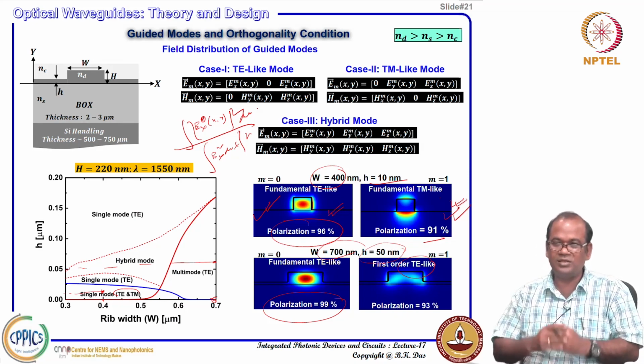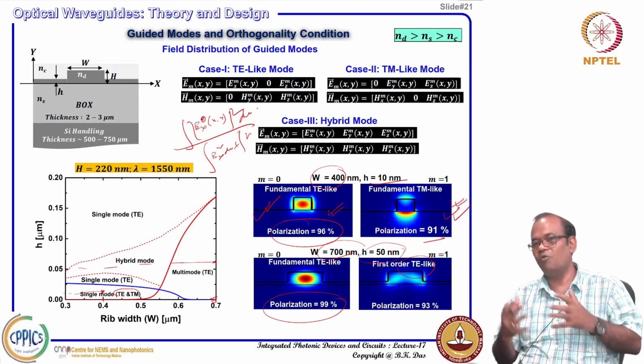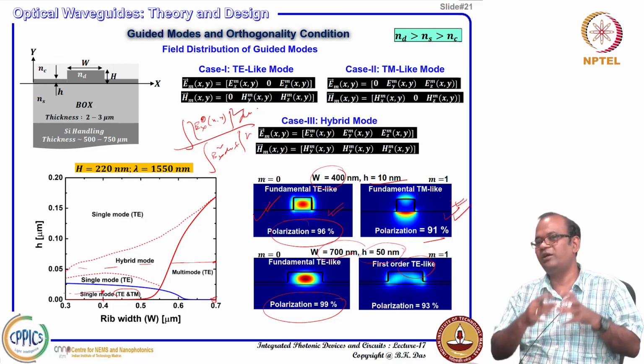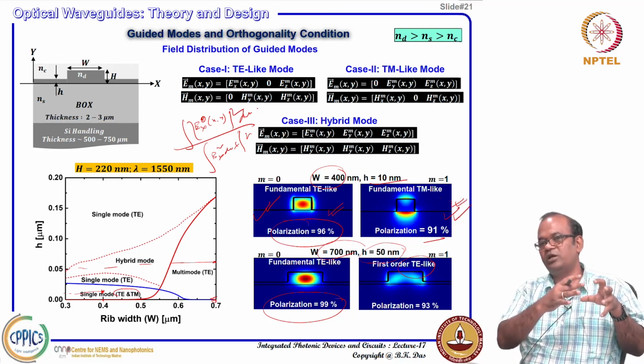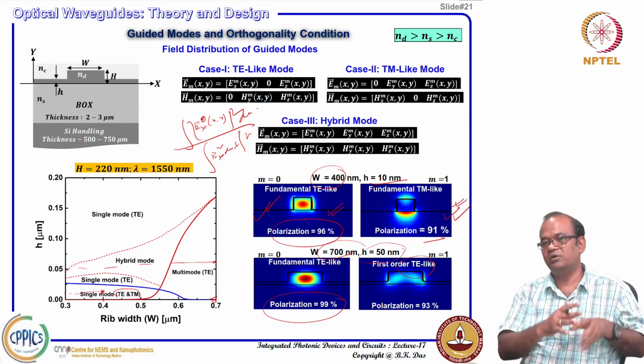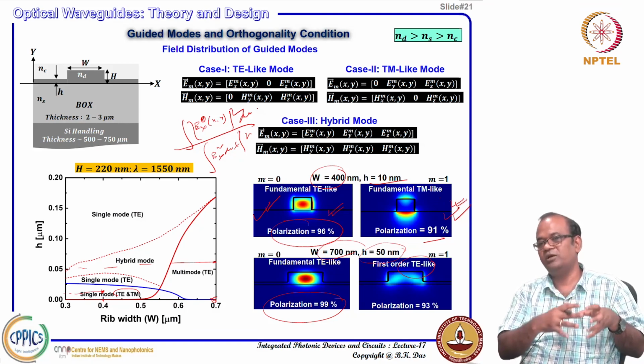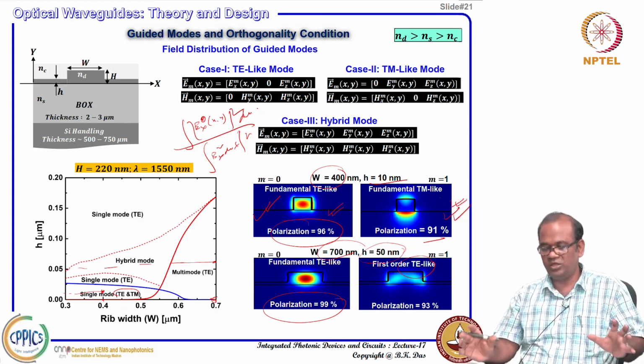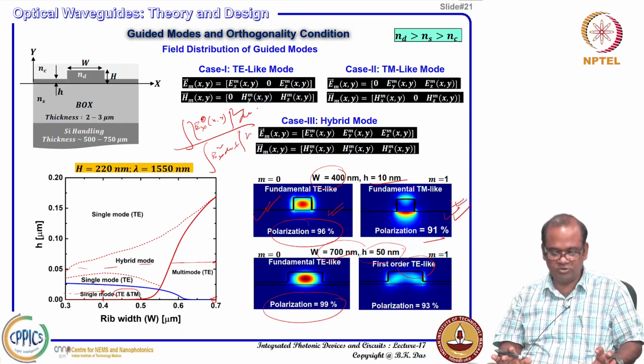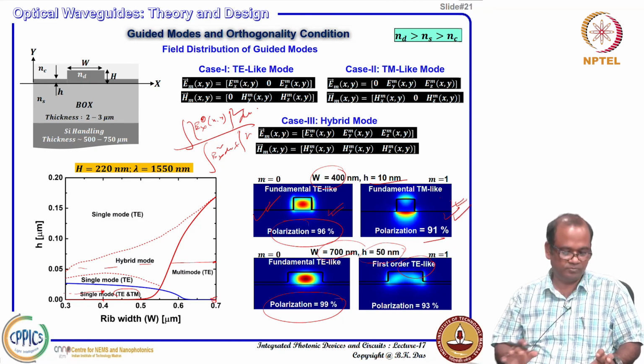So this TE-like and TM-like labeling is our own definition, but ultimately the full vectorial solution of the vector wave equation that you are solving is what matters. With this I stop this lecture today, and I will continue next time with the orthogonality condition. Thank you very much.